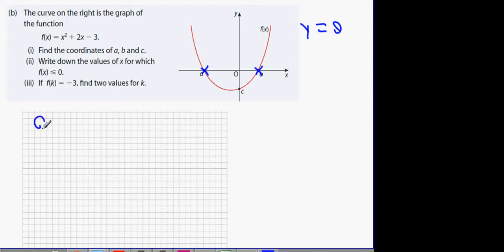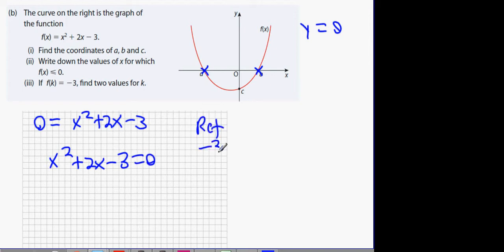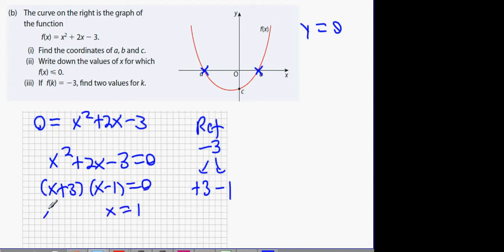So this means that 0 equals x squared plus 2x minus 3. The output equals 0. We're going to find out which x value causes this to happen. Now the reference number is going to be minus 3. And then we factorize that and we get plus 3 and minus 1. And we get x plus 3, x minus 1 equals 0, x equals 1, x equals minus 3. So the answer to that is minus 3 and 1.